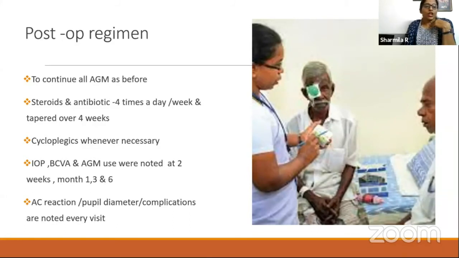We usually measure the intraocular pressure on day 1, and then we review the patients after 2 weeks or after 1 month. Because of the study, we called these patients at 2 weeks, 1 month, 3 and 6 months. Best corrected visual acuity, intraocular pressure, and the number of AGM used were noted. Anterior chamber reaction, pupil diameter, and complications were noted at every visit.